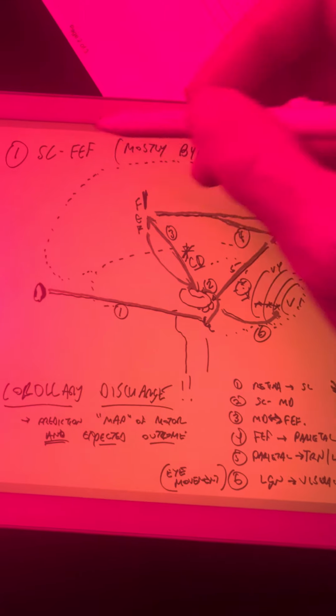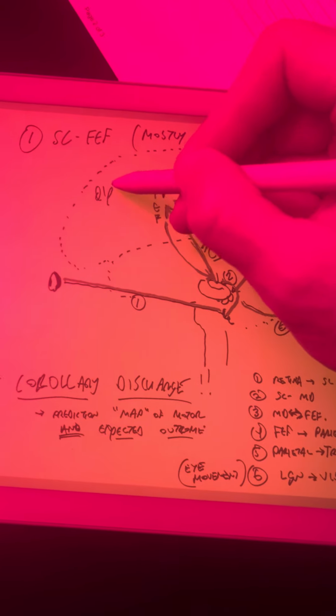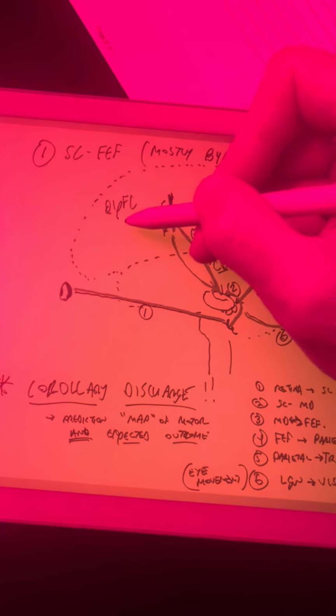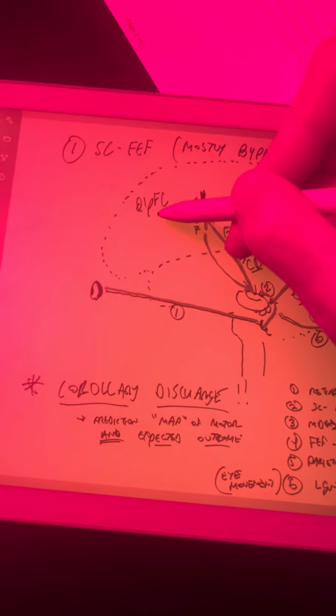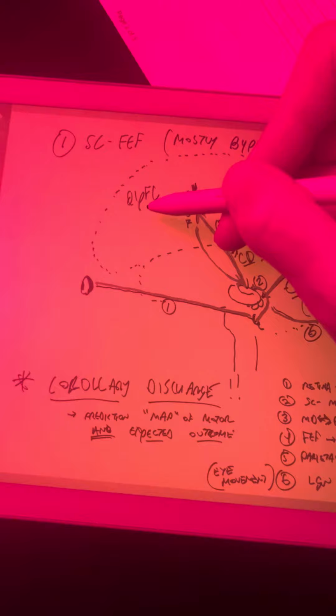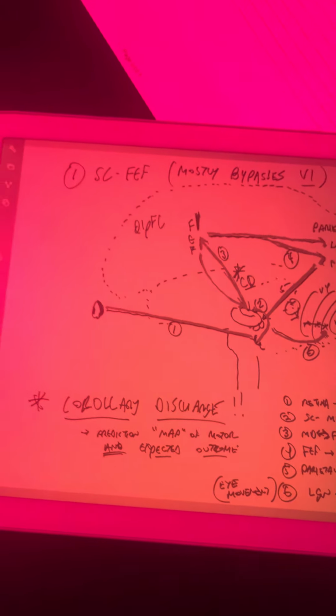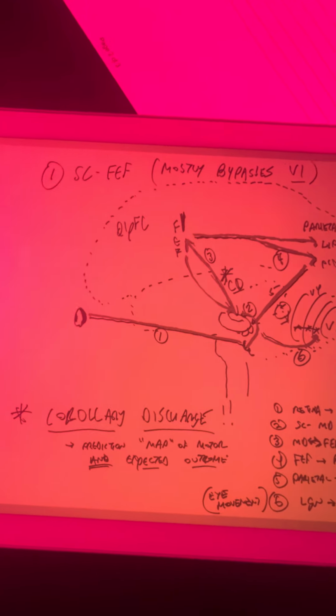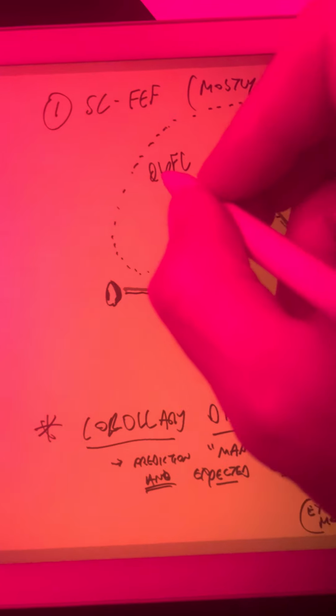Also, the frontal eye fields over here will speak up to the dorsolateral prefrontal cortex for some working memory and some so-called executive functioning. What the hell is that? What the hell do they even mean whenever they say executive functioning? Give me a break, people.